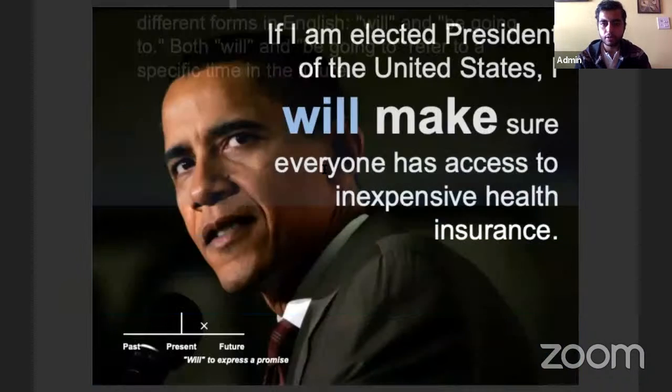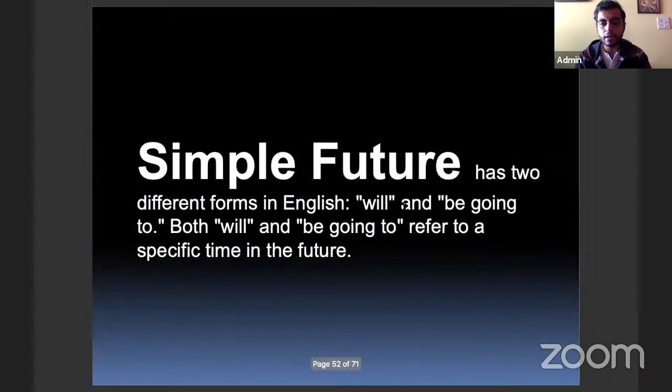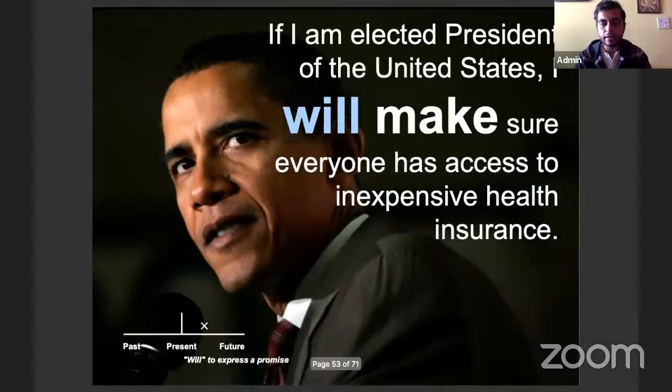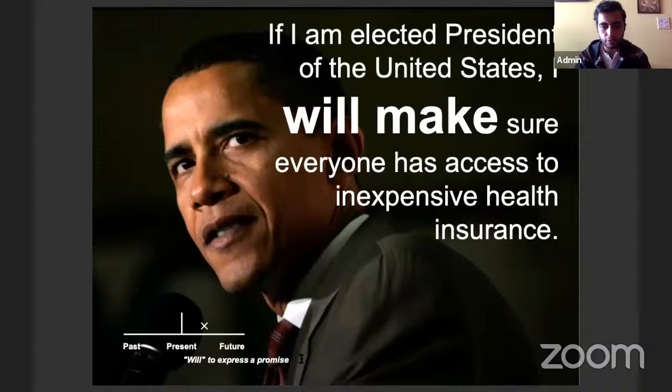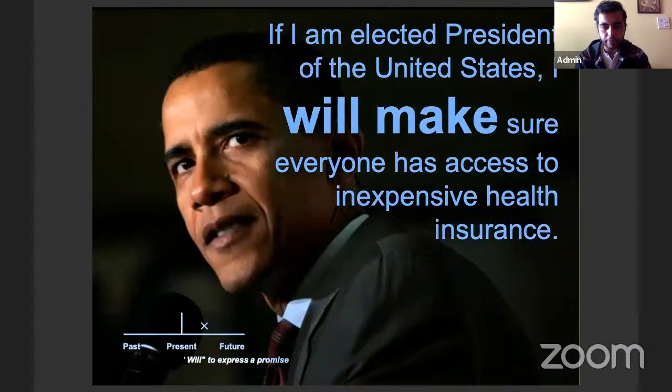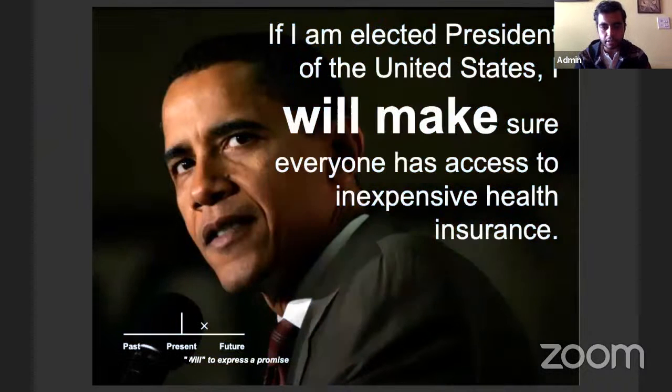Or he could even have said, I am going to. Both would have been simple future. I will make sure everyone has access to inexpensive health insurance. And this inexpensive health insurance policy was commonly called the Obamacare Act. Okay. So will is used to express a promise in the future. This is the future tense.